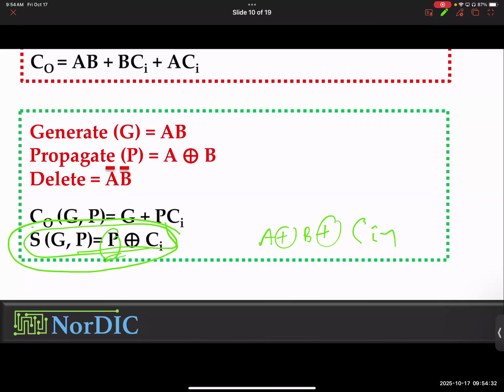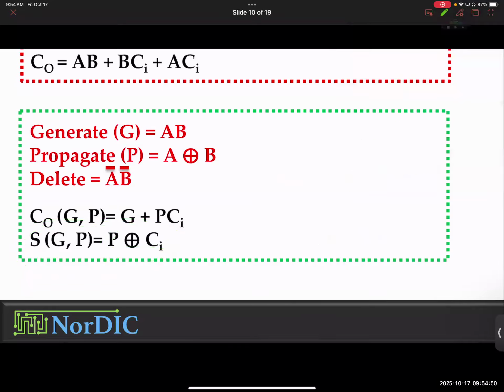Yes. So essentially, the carry out, and you will see the power of this pretty soon, is G plus PC. G is not a function of carry. Only one of the terms is a function of it.